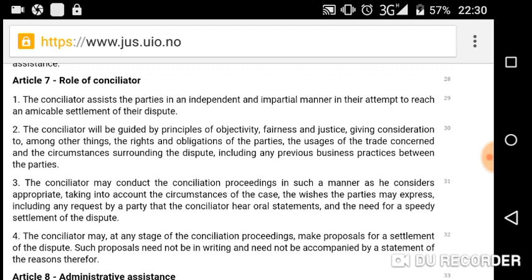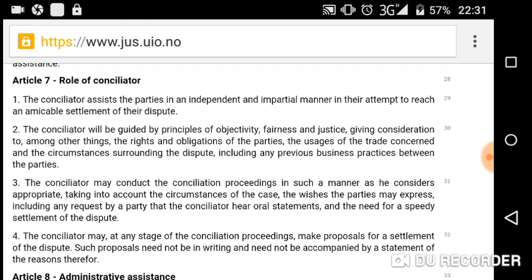Independent and impartial means unbiased, that is, not biased. Two, the conciliator will be guided by principles of objectivity, fairness, and justice. We know the principles of objectivity, fairness, and a sense of justice.